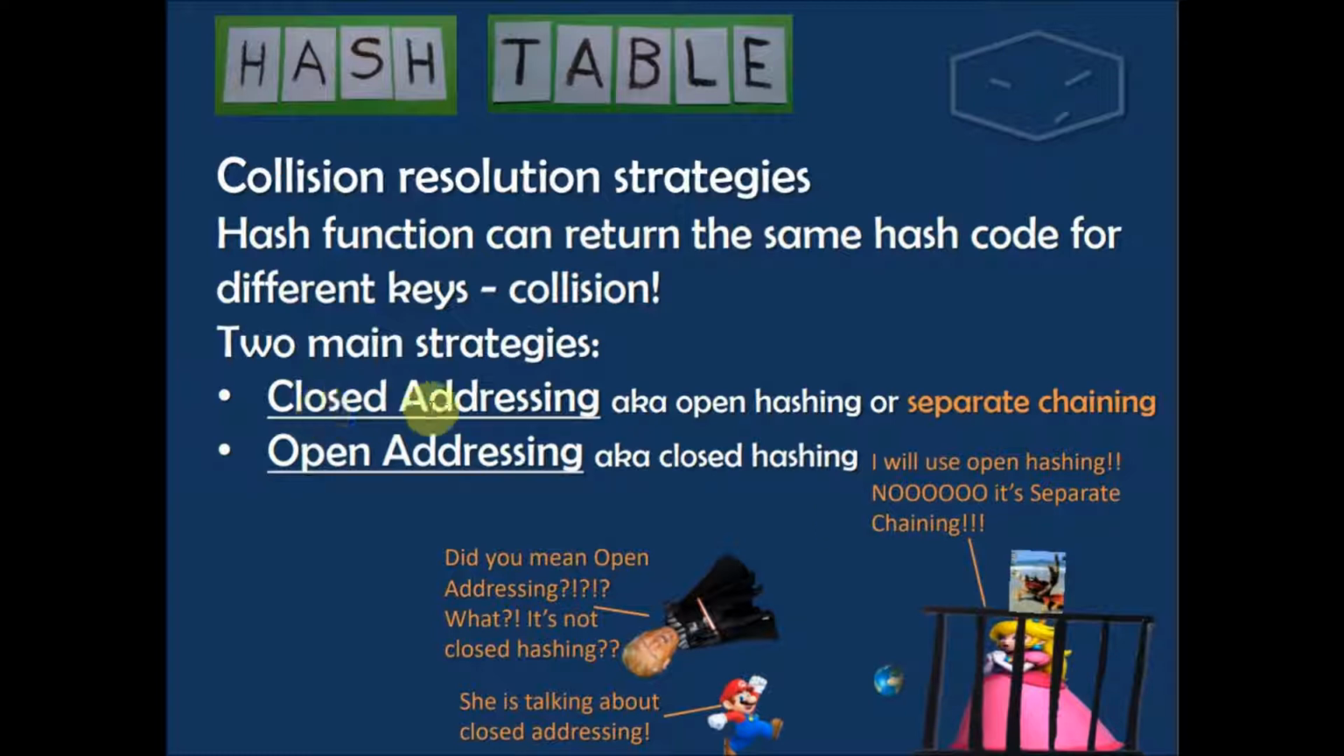So for me, closed addressing doesn't say anything. Open hashing, I don't even know what this means, and I don't care. And separate chaining at least gives me a clue. We have a chain that is separated from our hash table, okay? A chain separated from the hash table. In this scenario, we don't have too many options, so I will choose addressing in the open. So we are addressing in the wide open. Everyone can see the addresses.